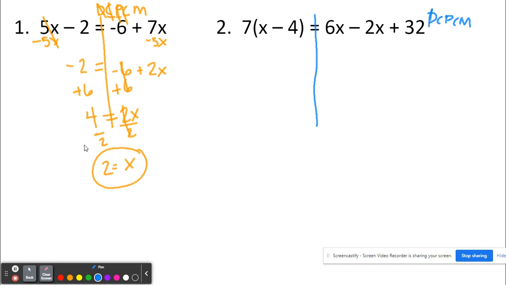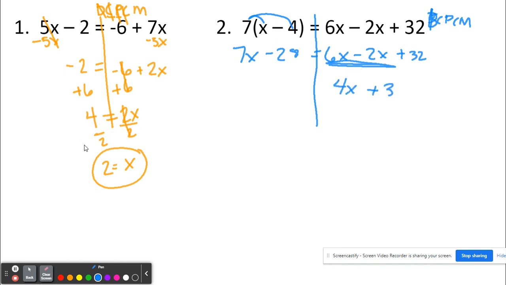All right, so distribute. There is distribution. I'm going to go ahead and distribute this 7 through here. So I've got 7x minus 28 is equal to 6x minus 2x plus 32. So I'm ready to clean up. This left side doesn't get cleaned up. There's nothing more to do, but I can clean up these two right here. So 6x minus 2x is 4x plus 32.